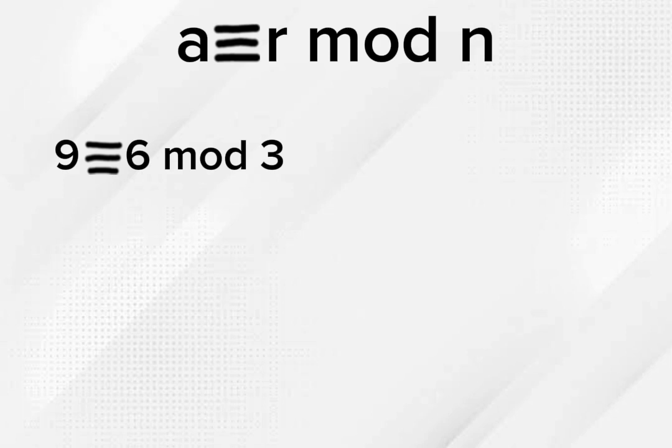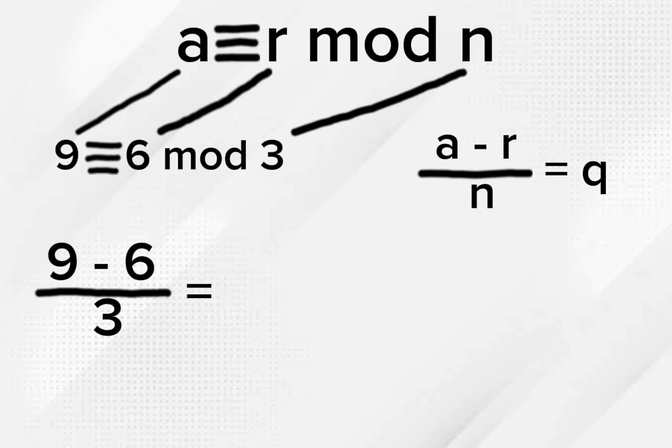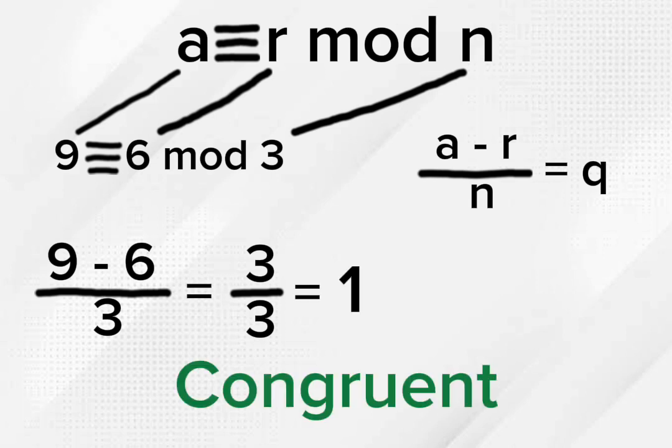So let us start with the first given problem. 9 is congruent to 6 modulo 3. Now we will need to use the formula. (a minus r) divided by n is equivalent to q. To find out if this statement is congruent or not, let us begin. As we can see in the notation, 9 is a, r is 6, and n is 3. So based on the formula, we will subtract a and r, which is 9 and 6, equals 3. Then we will divide it by n, which is 3. So we get the answer 1. And since 1 is an integer, then it is a congruent.